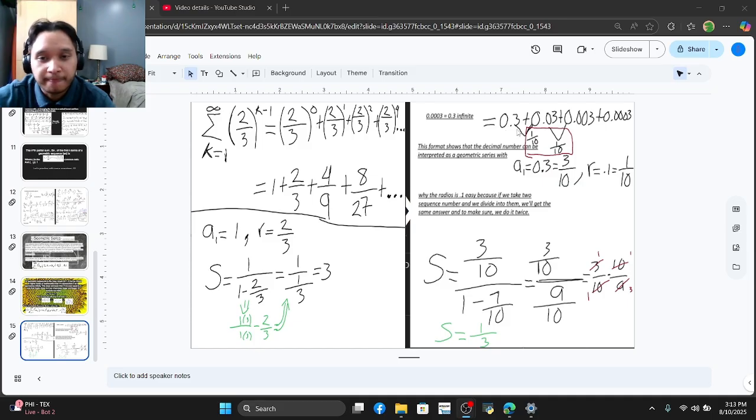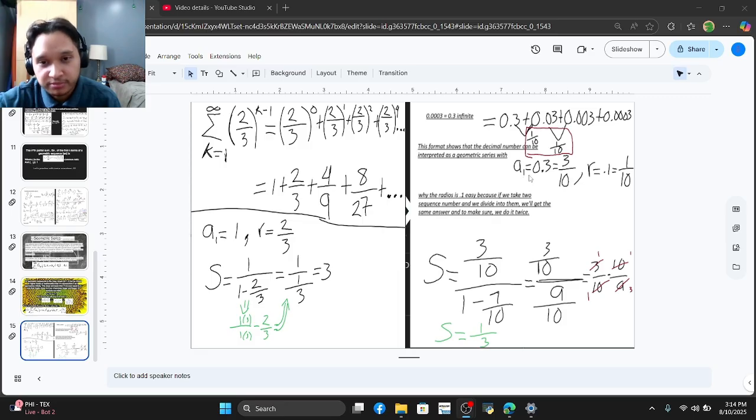So if we divide 0.3 by 0.03, we see that if we multiply by 1 divided by 10, we will get the same result. If we do 0.03 divided by 0.003, or flip it, we will have 1 over 10. So now we know that we have the ratio, a common r.